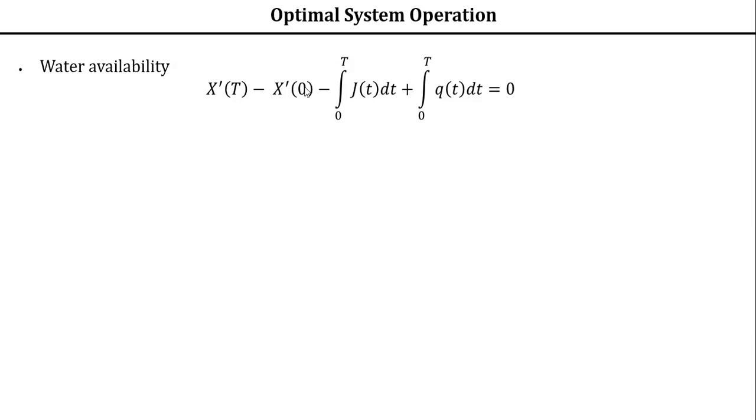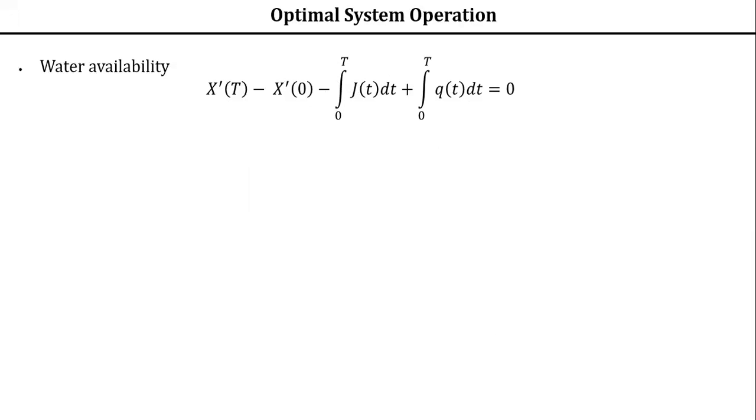And what is X dash of zero? It is the storage initially, that means the starting of the period. So, starting of the period or end of the period. Then this is your rate of inflow of water, and this is the rate of discharge. I've explained it with the block, isn't it?